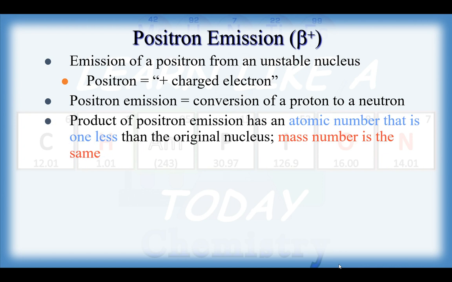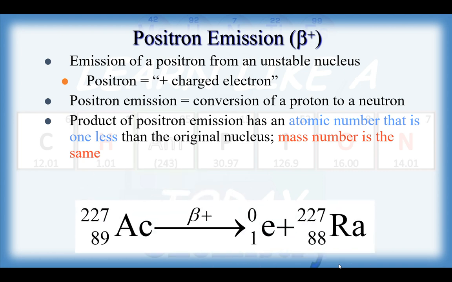Because of this, the product of positron emission has an atomic number that is going to be one less than the original nucleus, and the mass number is still going to be the same. So if we take actinium-227, notice this time it's beta positive. You want to pay attention if there's a sign with the beta symbol. Your decay particle looks very similar to a beta particle, except there's no negative sign with the 1. And again, that's so that the math works out when we're balancing mass numbers and atomic numbers. So you have the positron plus radium-227, atomic number 88.